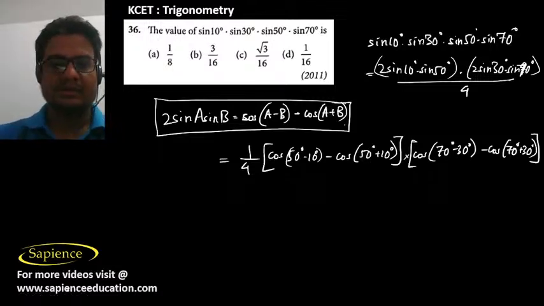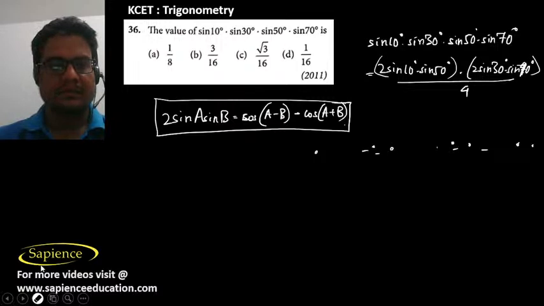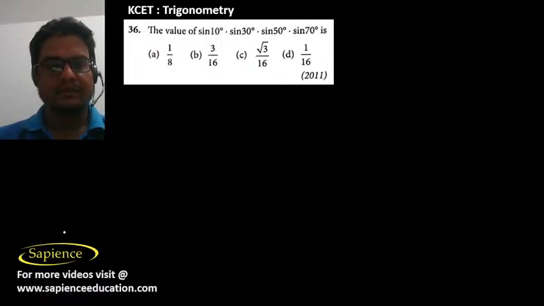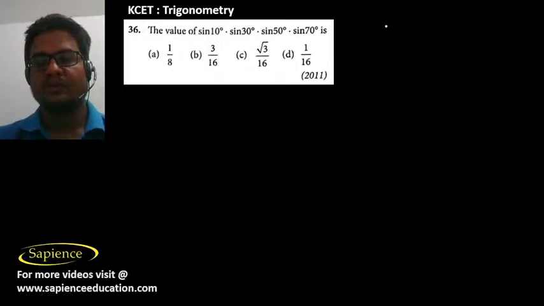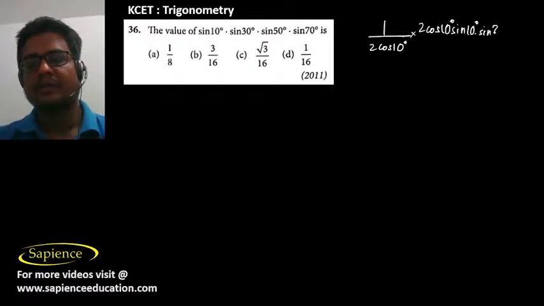Sorry, here this is wrong actually. This way we cannot solve this. So here actually we have to multiply and divide this expression by cos 10. So this I can write 1 by 2 cos 10 degree into, I can write 2 cos 10 degree into sine 10 degree into sine 30 degree.